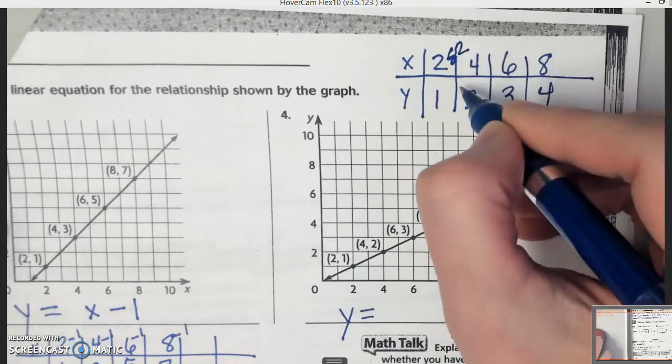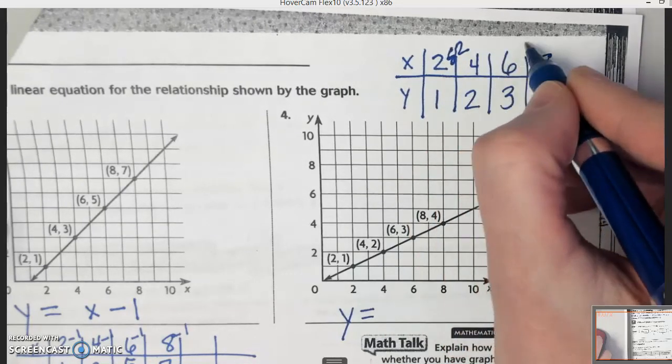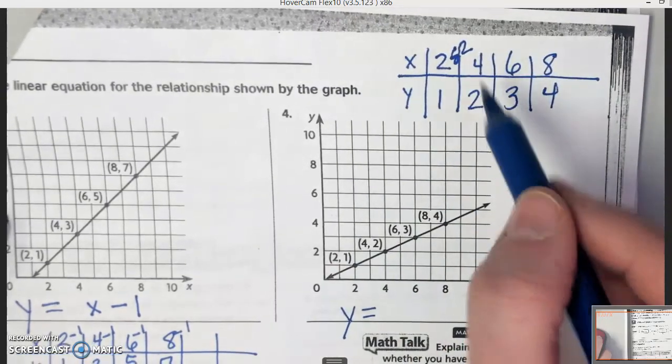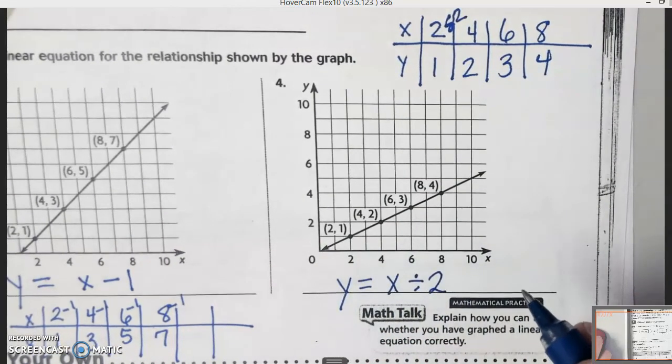Divide by 2. 2 divided by 2 is 1. 4 divided by 2 is 2. 6 divided by 2 is 3. You're always going to do it to the X value, not the Y. So we're taking our X's and dividing by 2. So there's my equation.